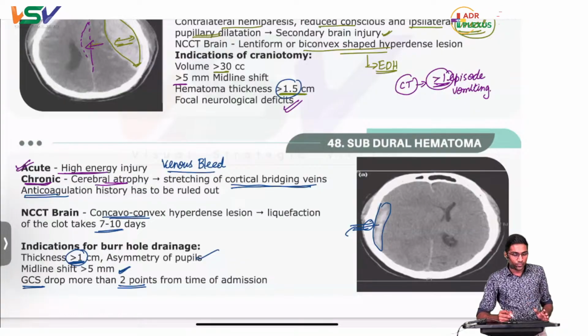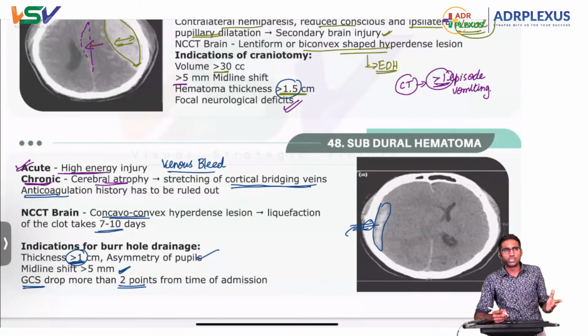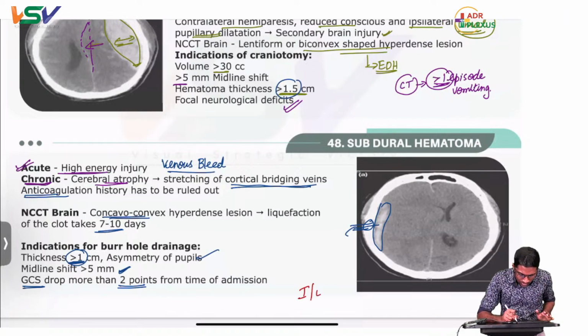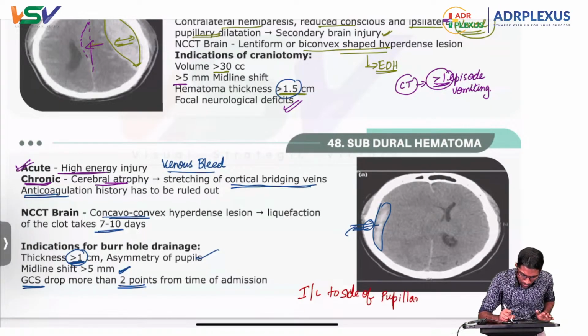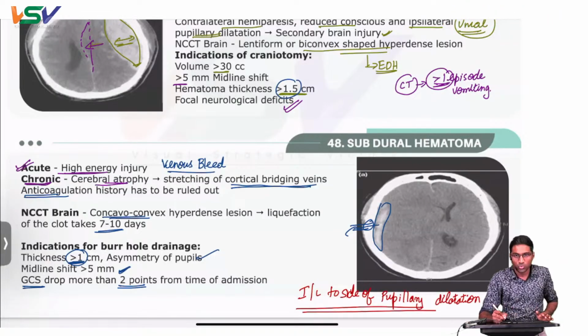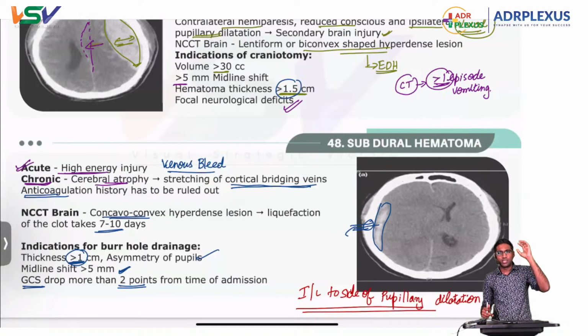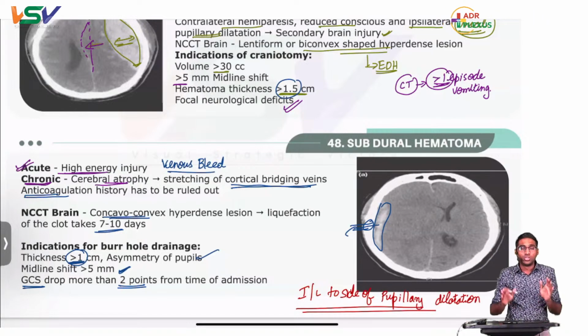Some questions have been asked like this. There is no CT scan in your hospital, but you are a surgeon there. How will you find out which side you have to put the burr hole? It is always ipsilateral to the site of pupillary dilatation. Whichever side, if the left side pupil is dilated, put the hole on the left side. If the right side pupil is dilated, put the hole on the right side. So this is a life-saving procedure. That is why I am telling you this.